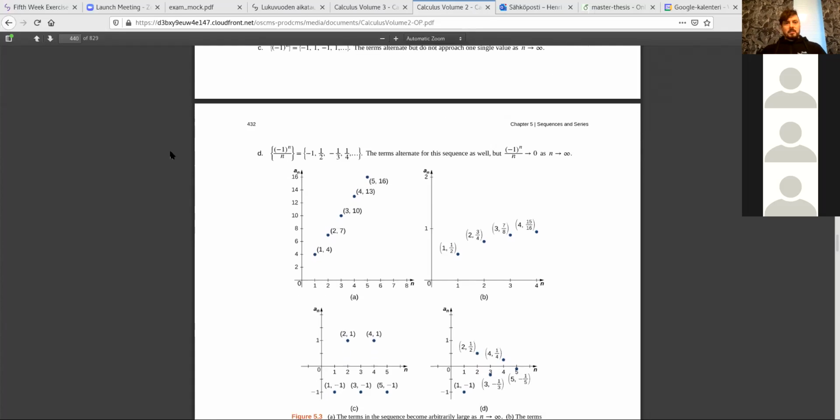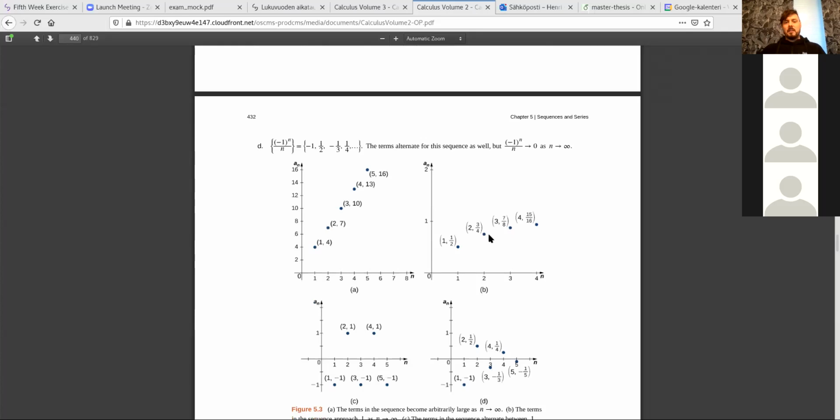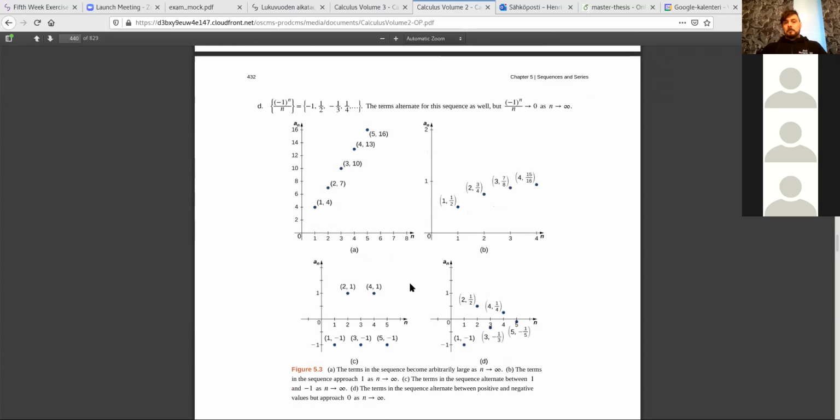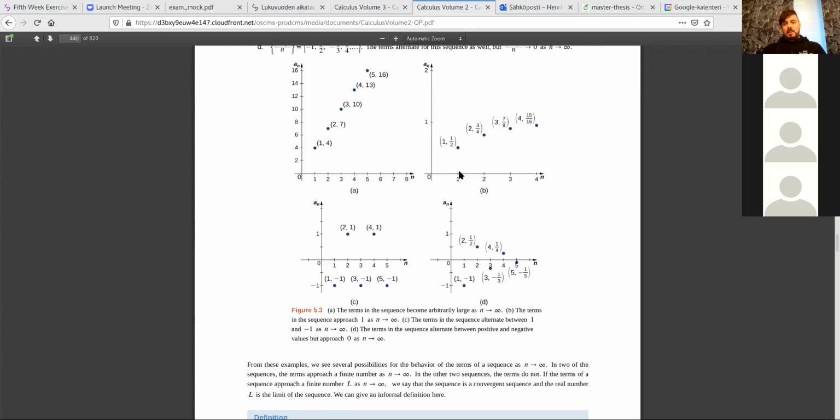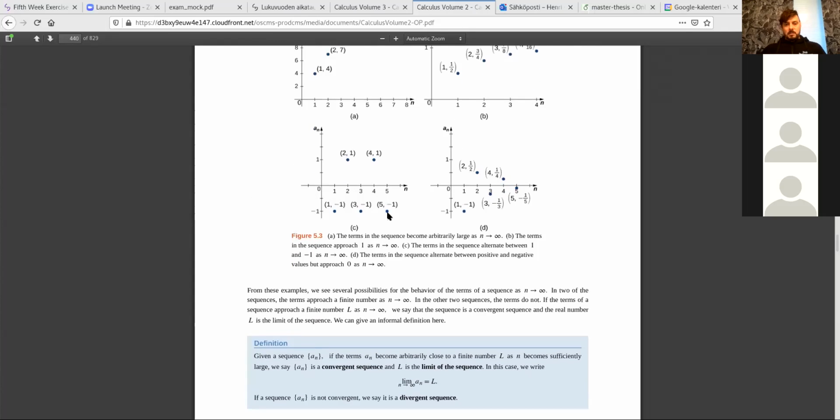So there's one example here, (-1)^n over n, and that approaches 0, even though it oscillates between negatives and positives, but it goes towards 0 as we go towards infinity. Here they've plotted some of these sequences and the points.